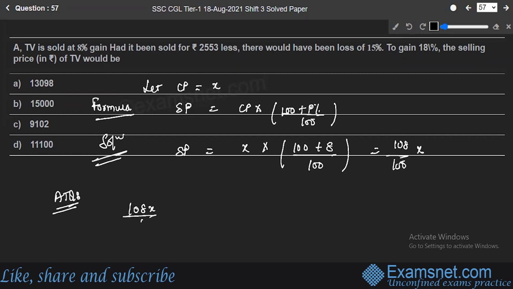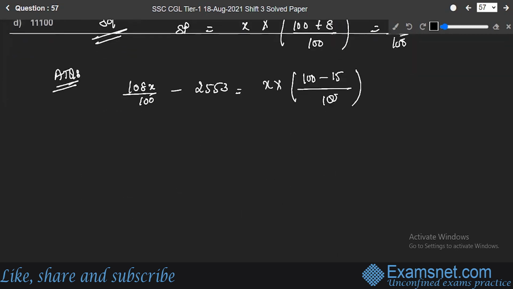this selling price minus 2553 is equal to the selling price had it been a loss of 15%. So that means this is equal to X into 100 minus, see, it is a loss, so I'm subtracting 15 from it. Okay, so according to the question, this is equal to X into 100 minus 15 upon 100. So now let's solve this. You will have 108x upon 100 minus 2553 is equal to 85x upon 100.